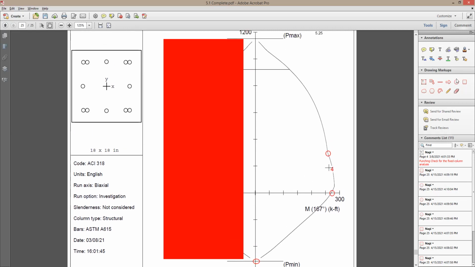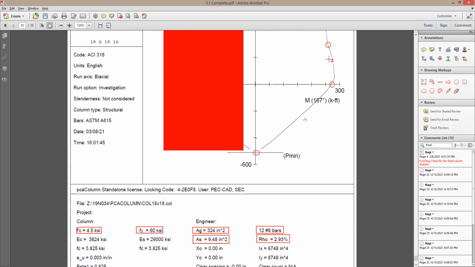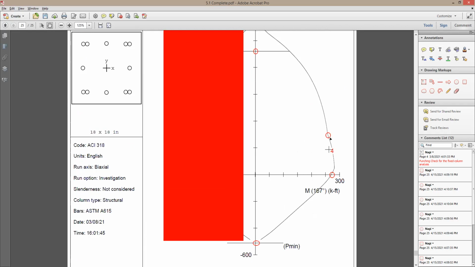What happened to the balance point? The moment and the axial load are equal. At the balance point, something about the strain. Anyone recalls anything about the strain? The strain in the concrete is 0.003, right? And the strain in the steel is going to be right at the yield point.